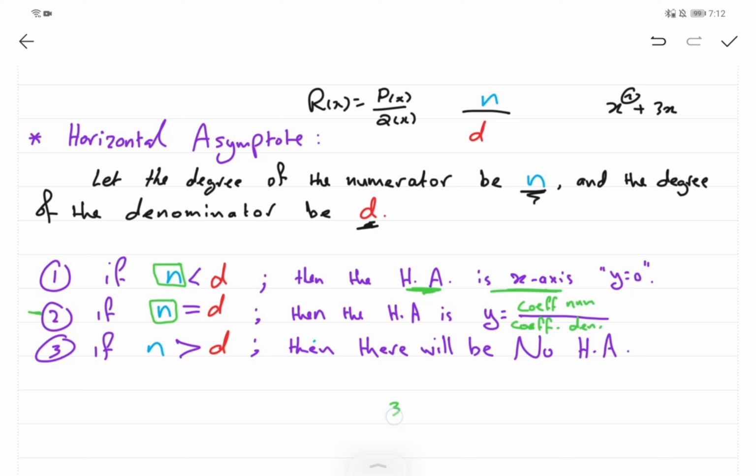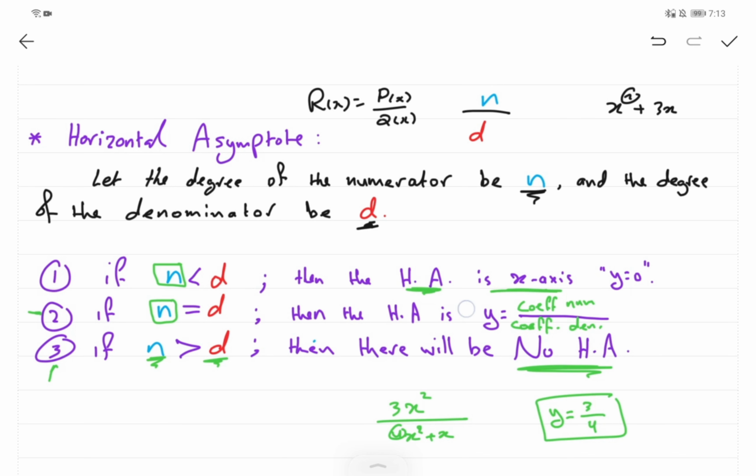Okay, if the degree of the numerator equals the degree of the denominator, we take the coefficients. For example, if we have 3x squared over 4x squared plus x, here we have the same degree, 2 and 2. So in this situation, the degrees are equal, so we take the coefficients of the leading terms. So the horizontal asymptote will be 3 over 4. Now, the third rule says if the degree of the numerator is more than the degree of the denominator, there will be no horizontal asymptote. And we're going to be talking about this later.